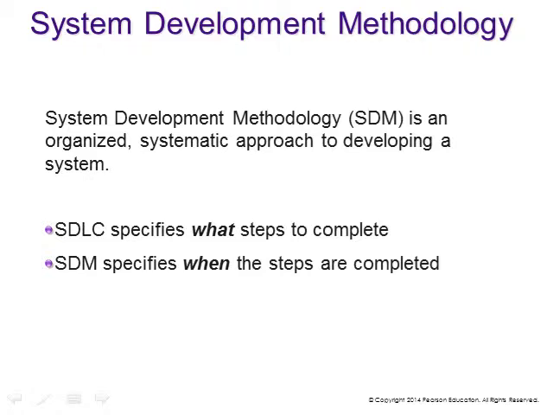So then we talk about the system development methodology, and so how do we go about executing or adhering to the software development lifecycle? What we say is the system development lifecycle specifies what steps there are to complete, and the system development methodology specifies when the steps are needed. So one tells us what steps to complete, and that's the system development life cycle, and one tells us when the steps are completed, and that's the system development methodology.